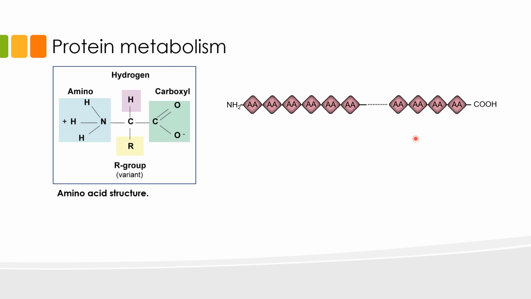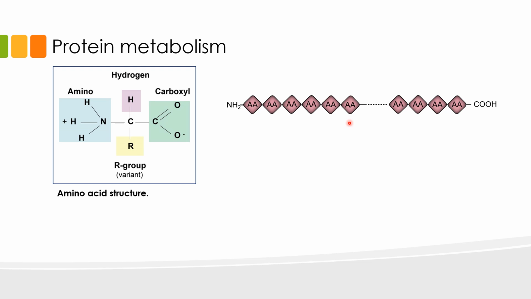A chain of amino acids makes up a protein. This diagram on the right illustrates a basic protein composed of amino acids. Each of the structures that you see here labeled AA is a representation of an amino acid. Let's use this protein to illustrate the roles of different proteases in protein metabolism. So what are the different proteases necessary to break down a protein? We have the endopeptidases, aminopeptidases, carboxyl peptidases, and peptidases.